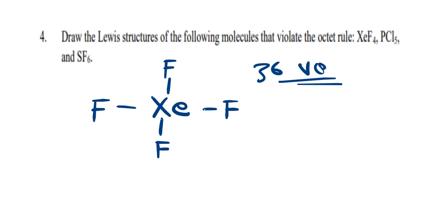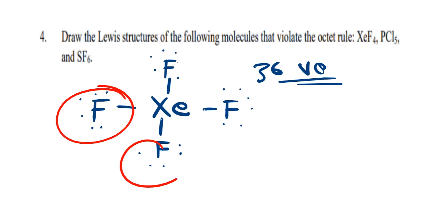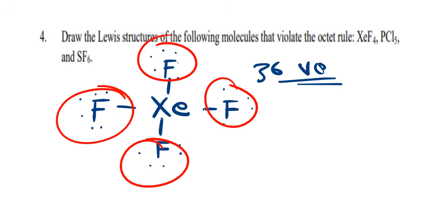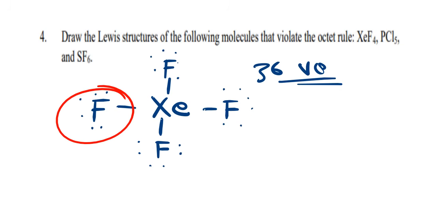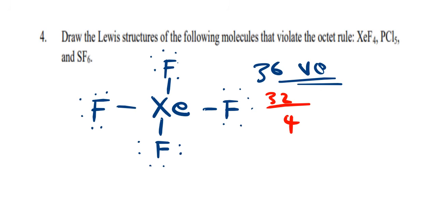So let's count. 1 2 3 4 5 6, 1 2 3 4 5 6, 1 2 3 4 5 6, 1 2 3 4 5 6. Okay, so this is 8, this is 8, this is 8, this is 8. So we're going to have 32. Now, we've used 32, so we have to subtract from 36, and when we subtract we are going to have 4. So you're able to see that xenon is going to now have two lone pairs.